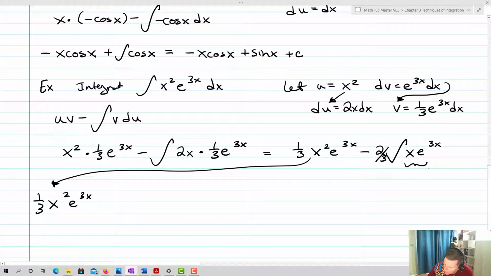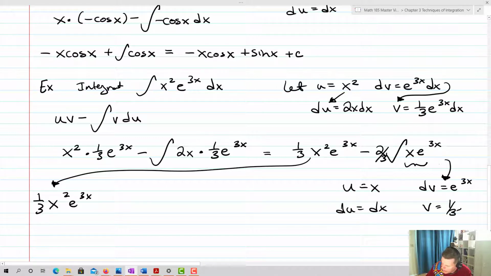And then I'm going to again use integration by parts here. I'm going to let u equal x, okay? I'm going to let du then equal dx, because that's the derivative of x. And then dv will equal e to the 3x dx, and so v will equal 1/3 e to the 3x. Pardon me, the dv should have a dx on the end of it too.